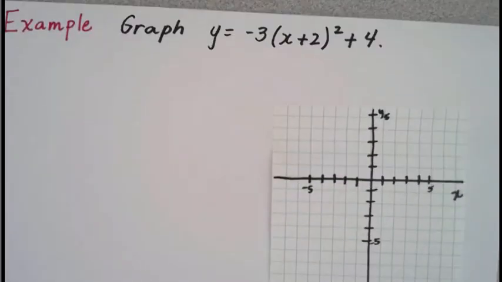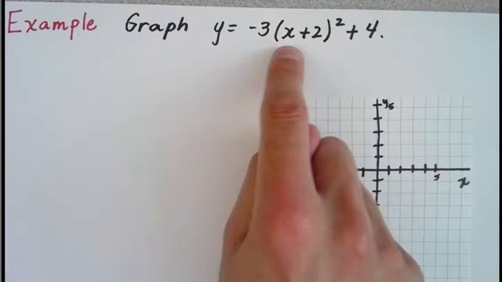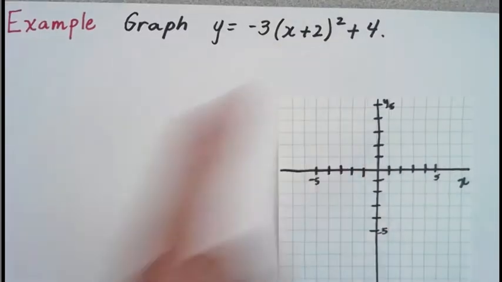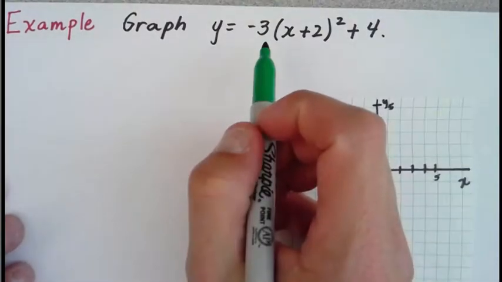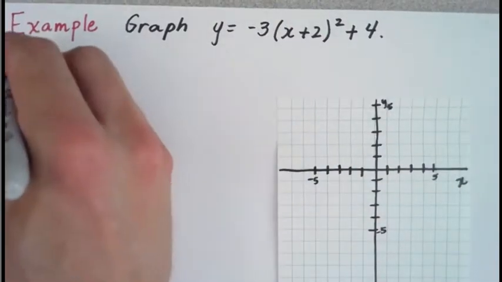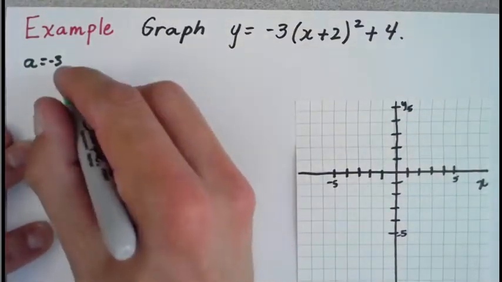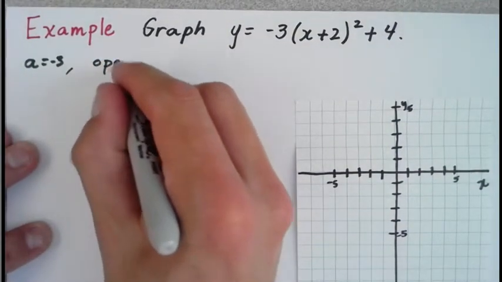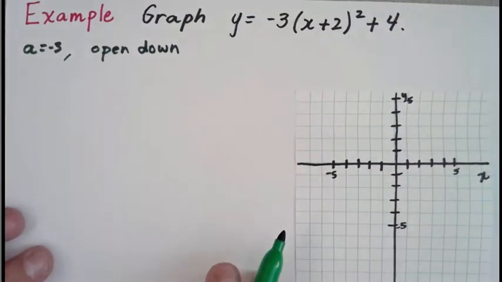So our first example here is, let's graph y equals -3 times the quantity x plus 2 squared plus 4. The first thing we want to do is identify a. So a is -3, so this parabola is going to open down, okay? So we know that the parabola is going to open down.